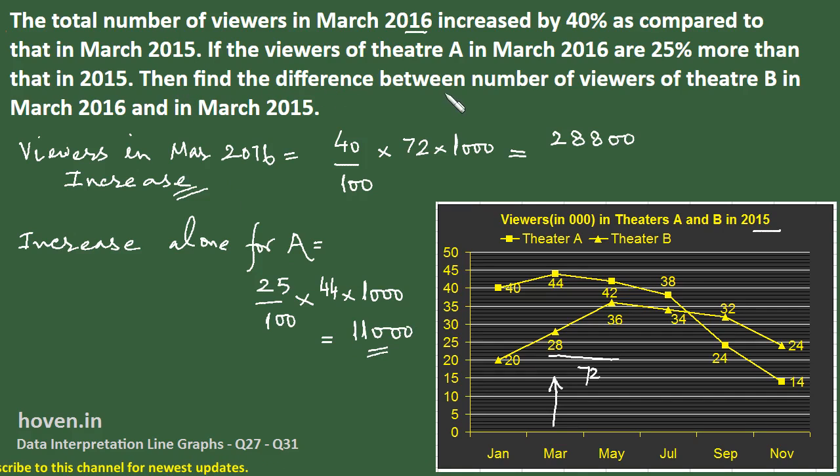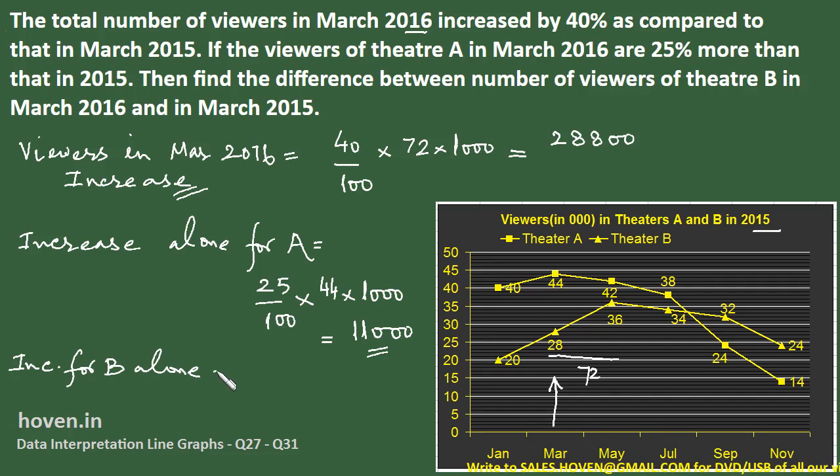Then find the difference between number of viewers of theater B in 2016 and in March 2015. So we have to basically find the increase for theater B alone. Increase for B alone will obviously be the total increase minus for A alone, minus 11.